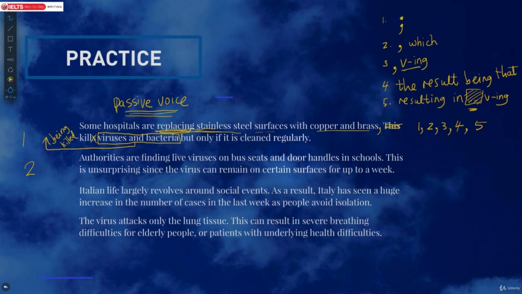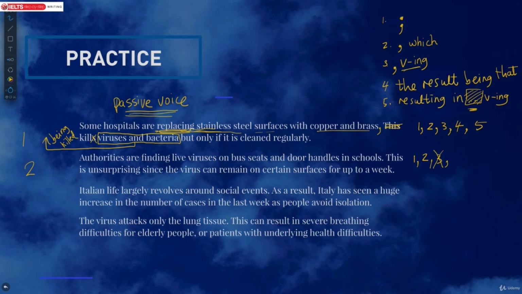Let's have a look at number 2. Authorities are finding live viruses on bus seats and door handles in schools. This is unsurprising. No problem. Number 1 I can do, which is unsurprising. Number 2 I can do, live viruses on bus seats and door handles in the schools. Being unsurprising since, no. So number 3 is out. I cannot use number 3.